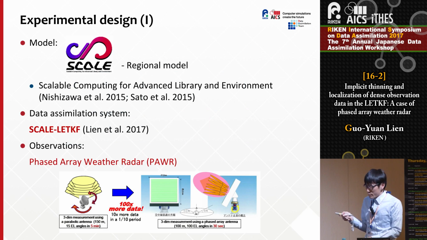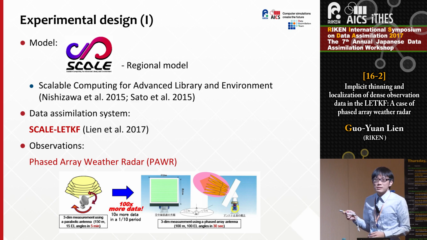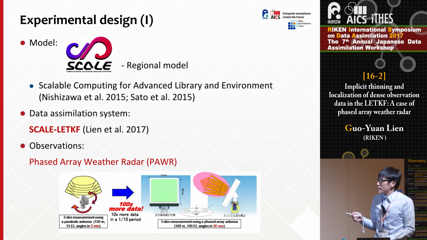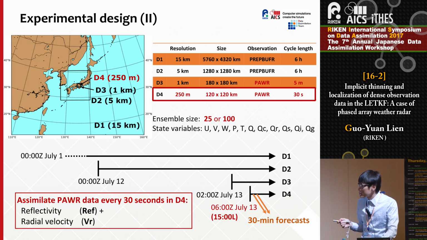So let's briefly describe our experimental design. We use a regional weather prediction model called the SCALE model, also developed in this institute by another group. We use the LETKF data assimilation, and we assimilate phased array weather radar data, which is an advanced radar that can observe at high spatial and temporal resolution. It observes about 100 times more data than the conventional radar.